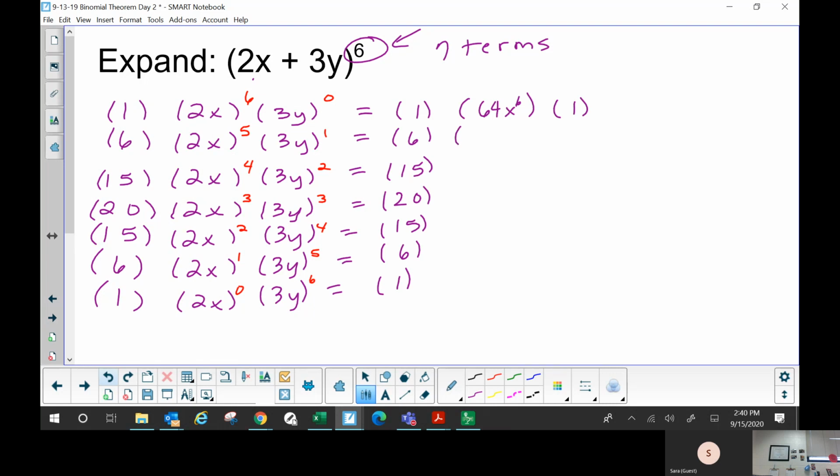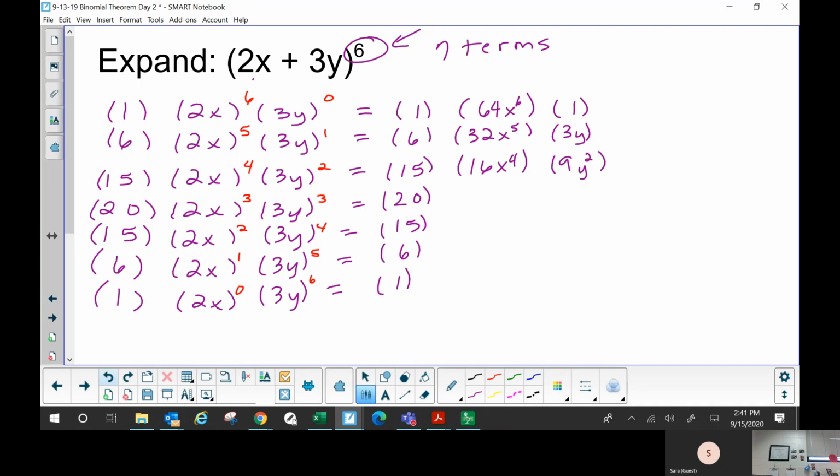What is 2 to the 5th power? So that's going to be 32x to the 5th. And then that's just 3y. And then we have, what's 2 to the 4th power? 2 times 2 times 2 times 2. Yep. And then we have 3y in parentheses squared. So what's 3 squared? 9, and then you have y squared.